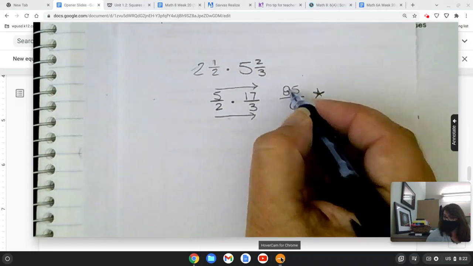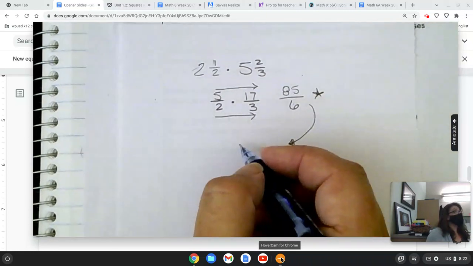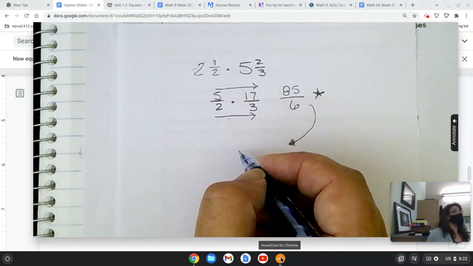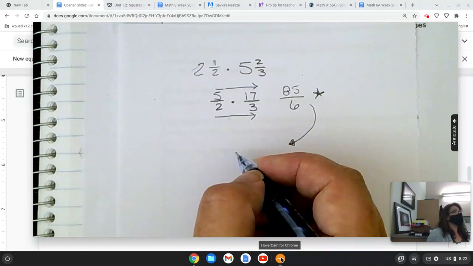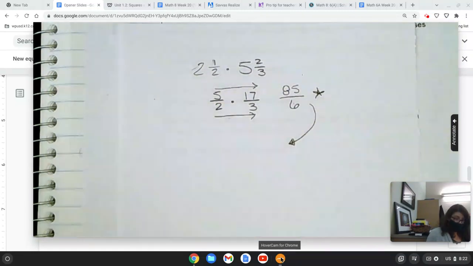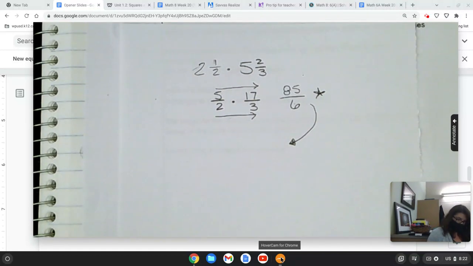Oh, so 6 goes into 85 12 times? And what's that? Okay. Uh, 6 times 12, so I was double checking, is 72. So we might have, and that happens all the time. Yes, sir. I got 14 and 1/6.